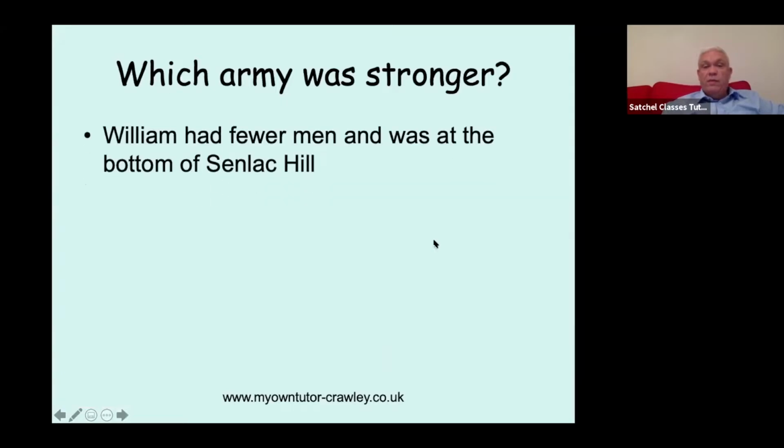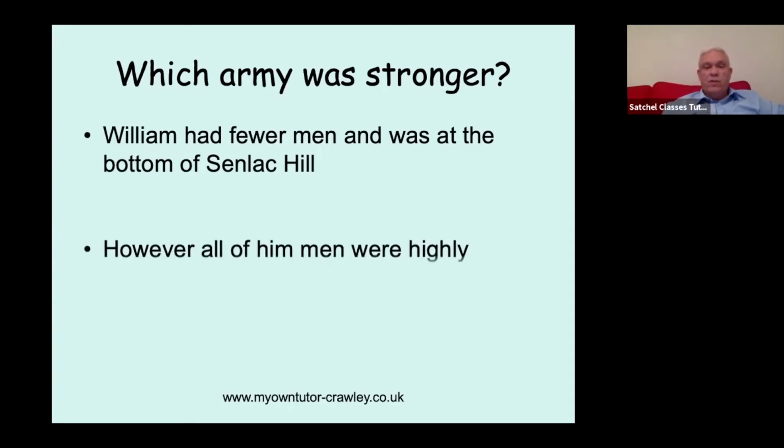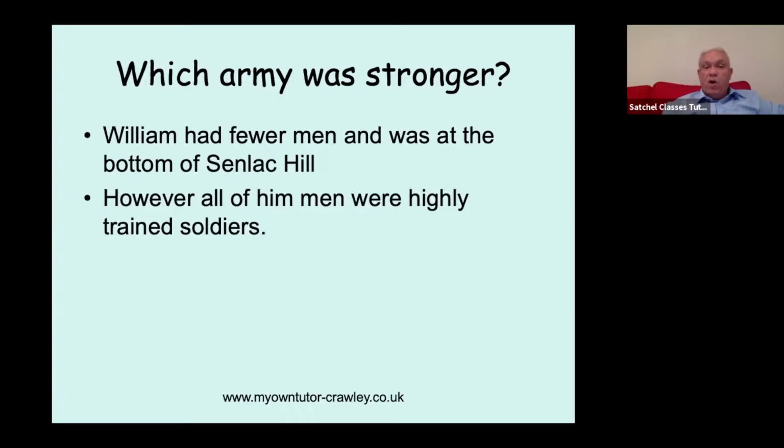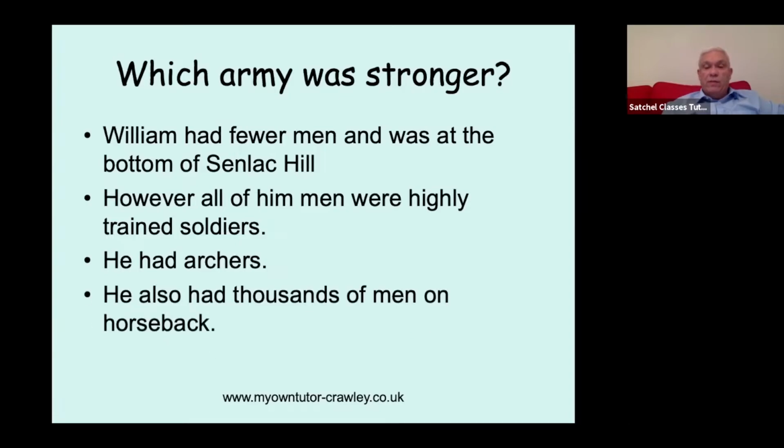William had fewer men, and was at the bottom of Senlac Hill. So you would have thought actually he was at a big disadvantage. However, all his men were highly trained soldiers. He had also archers who could fire arrows at an alarming rate and really far as well. He also had thousands of men on horseback, and this is a major advantage.